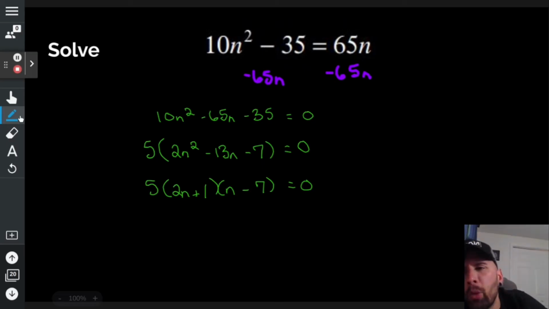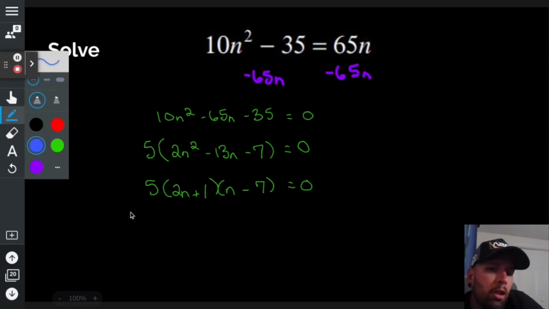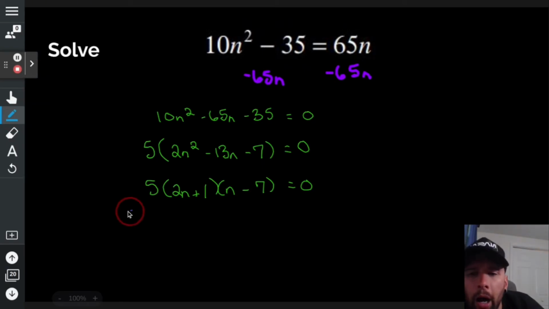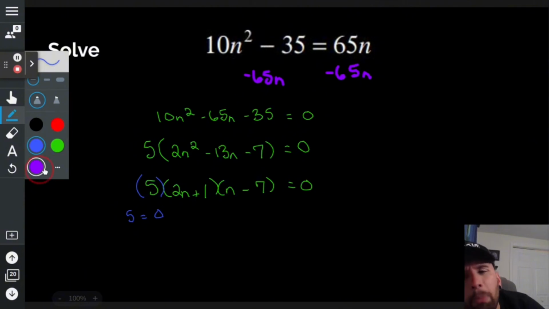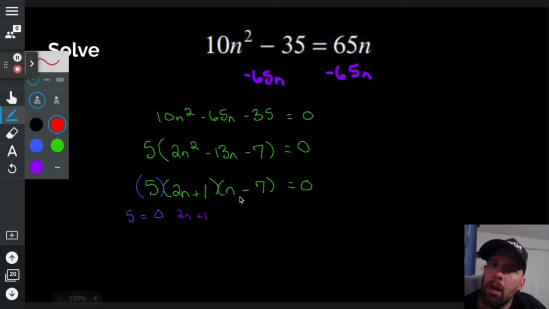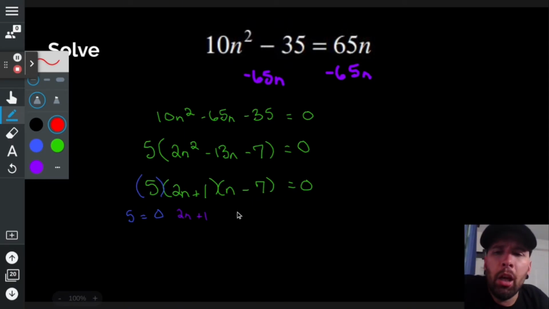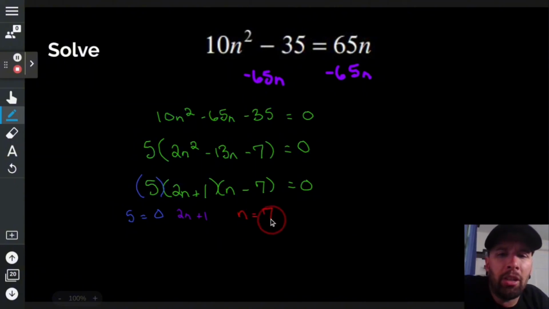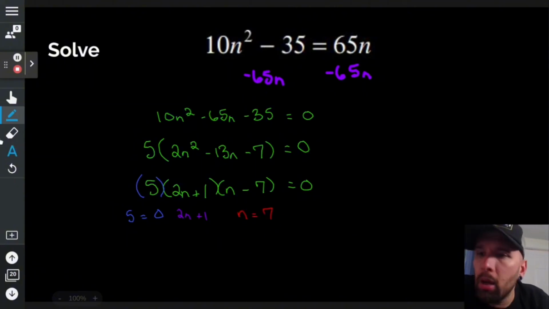But here I am doing zero product property, and I'm actually going to show my work for 2 of these. I'm going to write out 5 equals 0, because technically 5 is in a parentheses. I don't need to do that, but technically it is. I have 2n plus 1, and I am going to be lazy. Because in the last problem I just said, if I have a number and a variable in a parentheses and you're doing zero product property, your answer is just going to be the opposite. So n is 7. Okay.